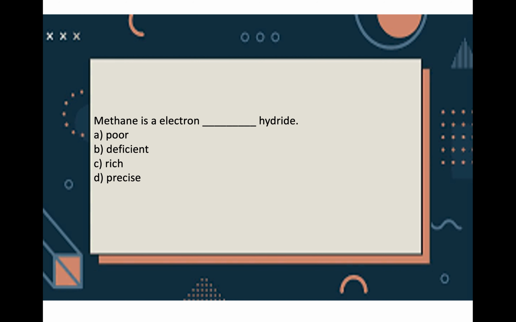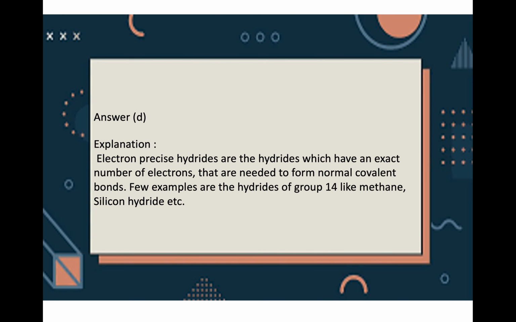Next question, methane is an electron dash hydride: poor, deficient, rich, precise. The answer is precise. These are what are called electron precise hydrides. They have the exact number of electrons needed to form normal covalent bonds. Normally group 14 hydrides like methane, silicon hydride, etc. So these are the hydrides of group 14.